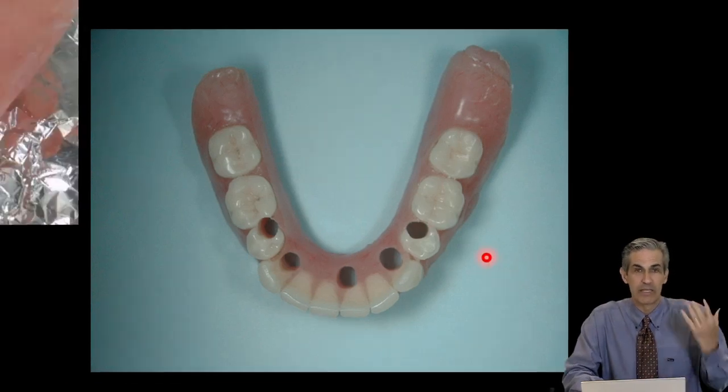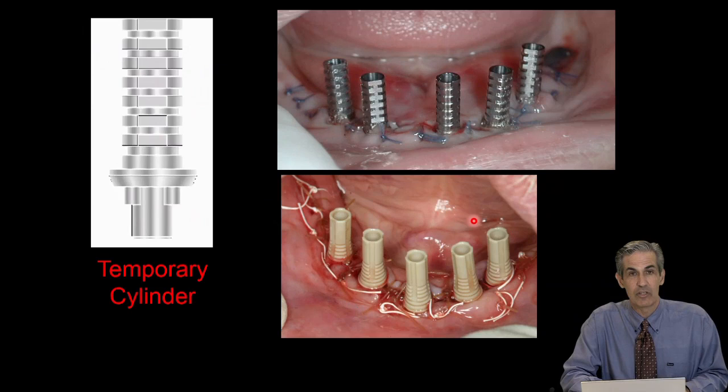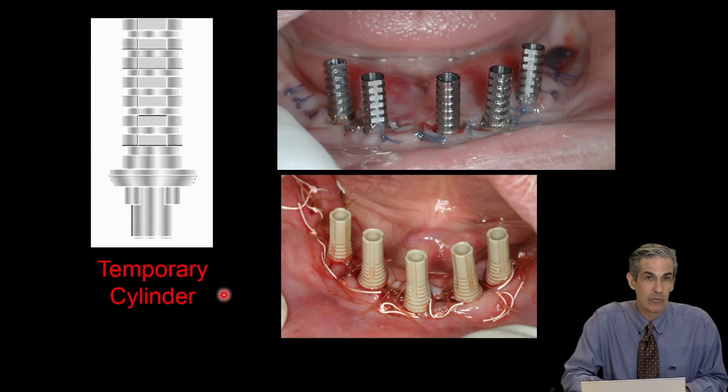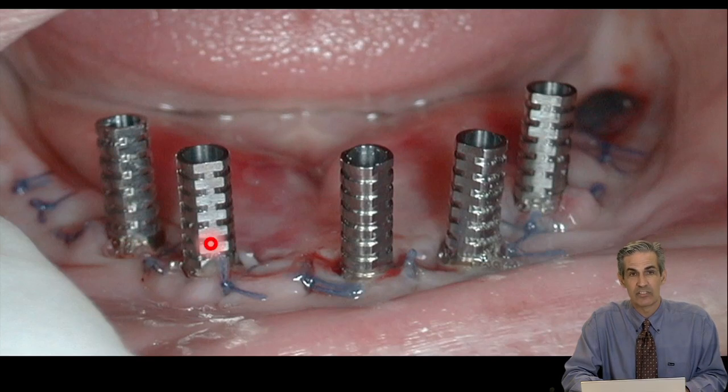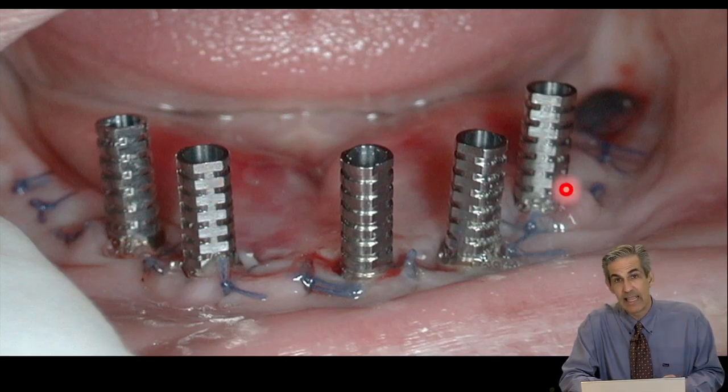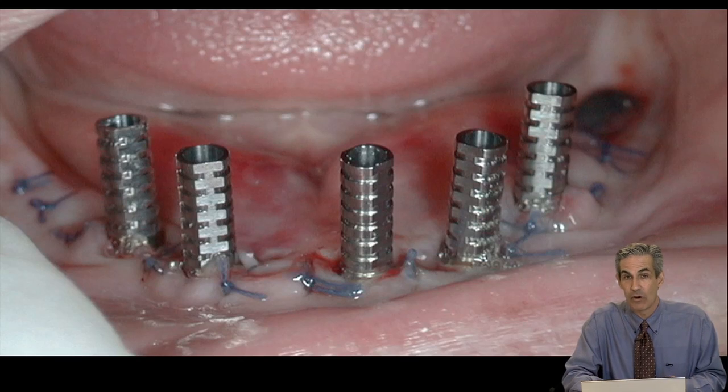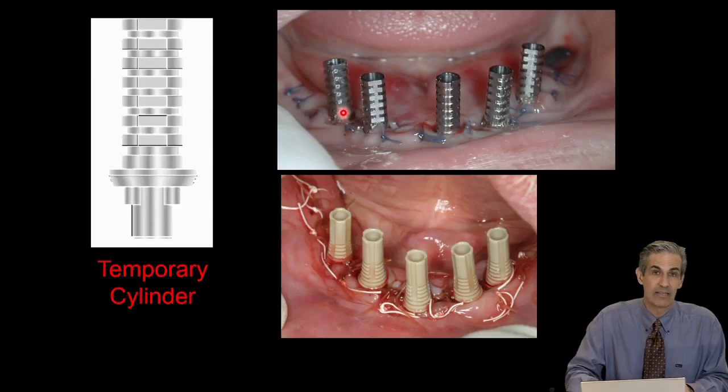While that's being done, if you have someone else helping you in the laboratory, we go ahead and remove each healing abutment and connect a temporary cylinder. We can use titanium provisional cylinders or we could use plastic. We prefer the titanium, but they are a little bit more work. Sometimes the plastic are easier.